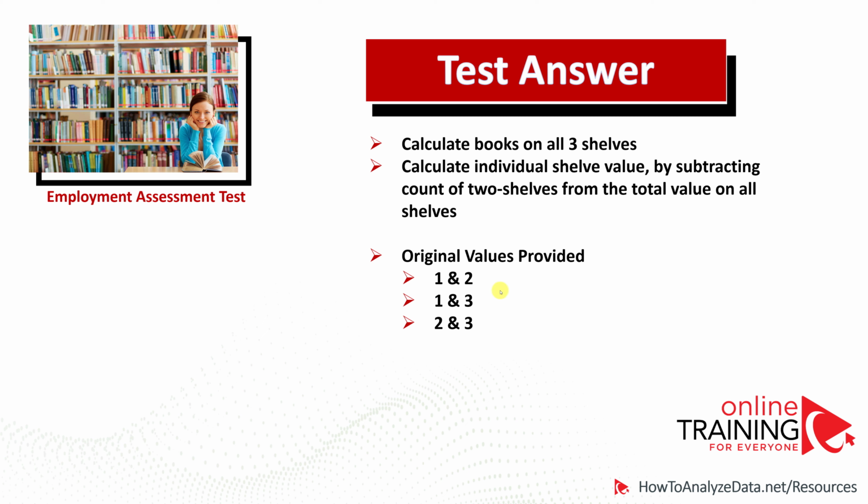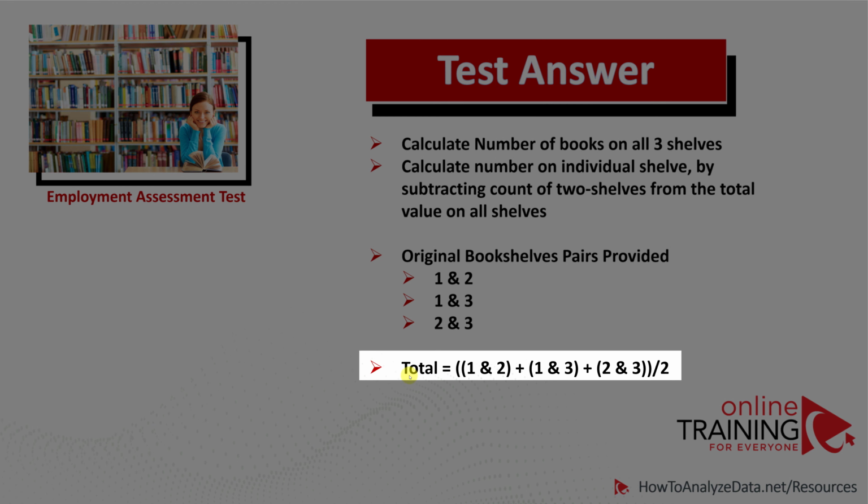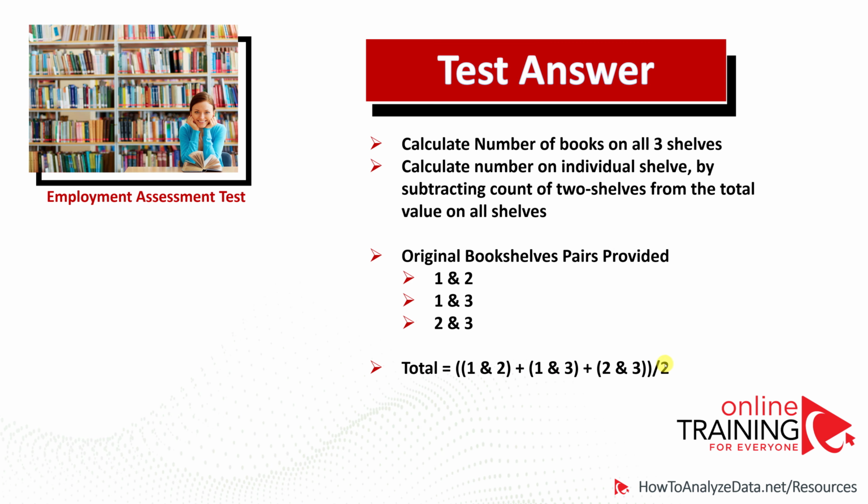For example, if you subtract the value on the first and second shelf from the total, you get the value of books on the third shelf. And we can repeat this math for the second and third shelves as well. Take another look at the problem again to better understand what is being asked, and also capture the values of books that are located in each pair of bookshelves. To calculate the total, we need to add the values for the first and second bookshelf, the first and third bookshelf, and the second and third bookshelf, and then divide the total value by 2.